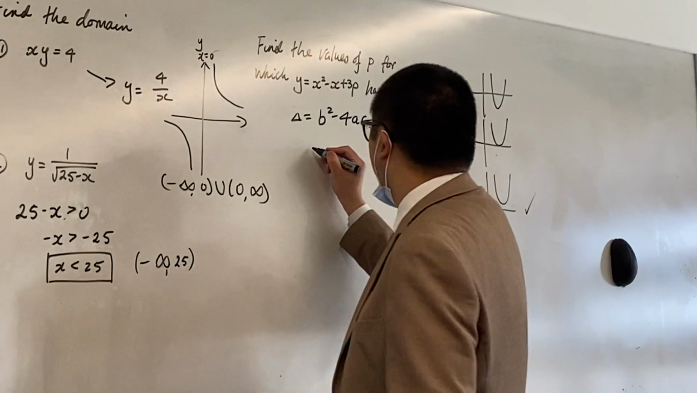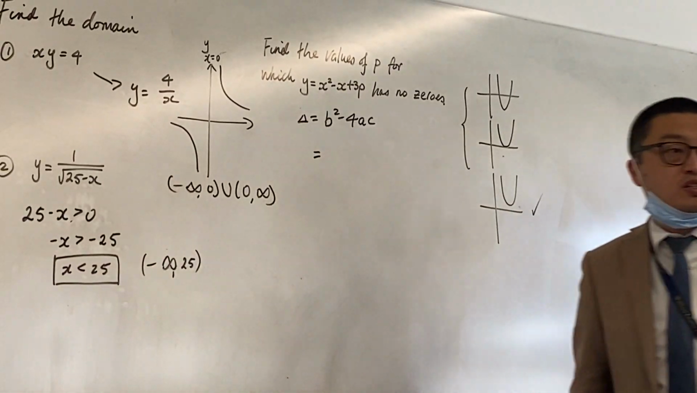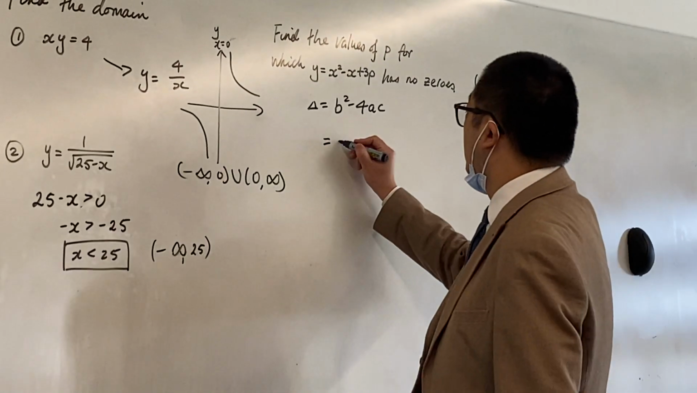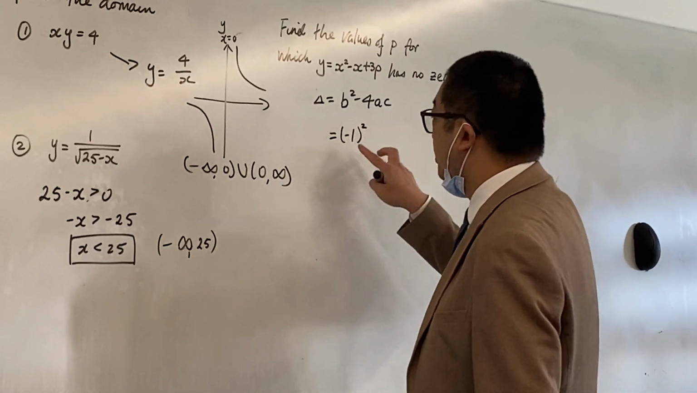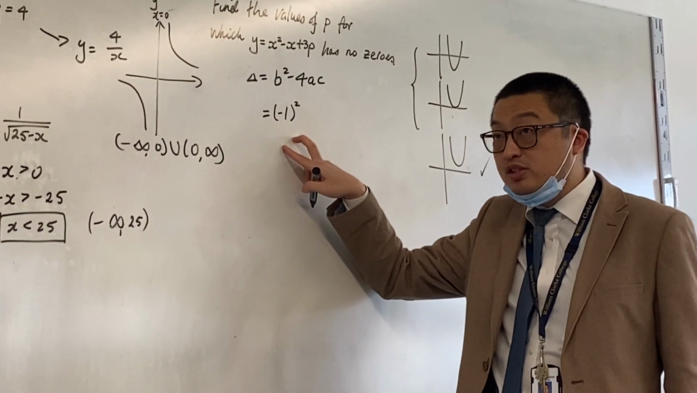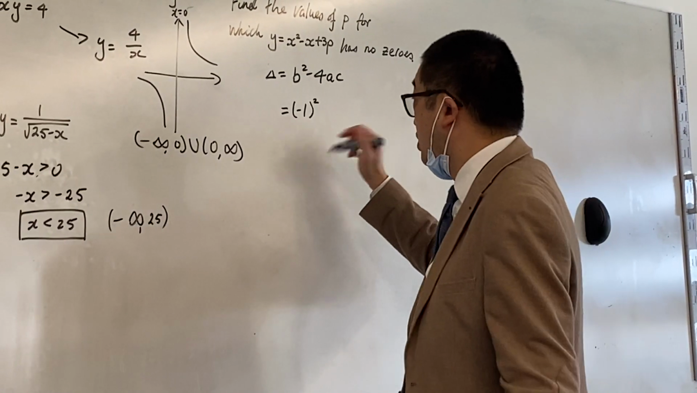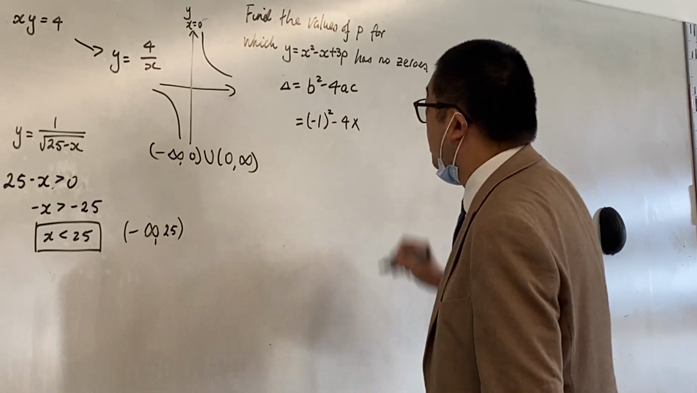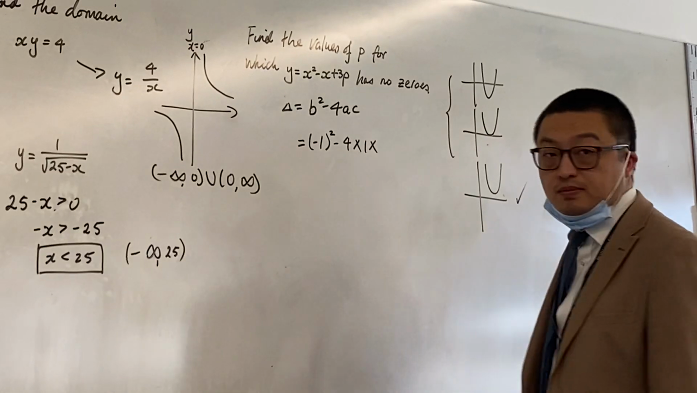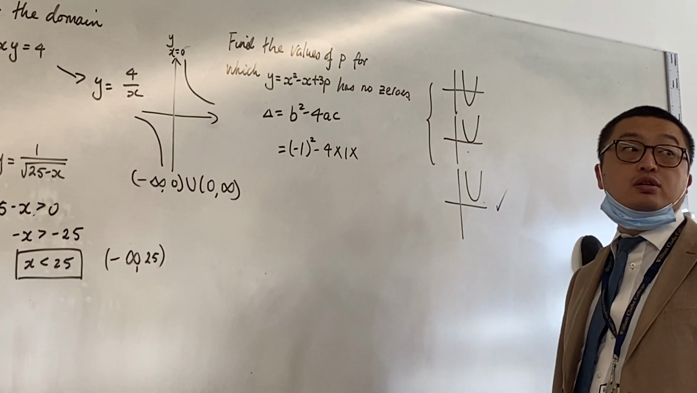Good. Okay, what's b? Somebody tell me what's b in this case? Negative 1, very good. Notice I've got the bracket here. I've addressed before, we must have the bracket, otherwise the whole thing is wrong. The meaning has changed. Minus 4, what's a? 1. What's c? 3k.